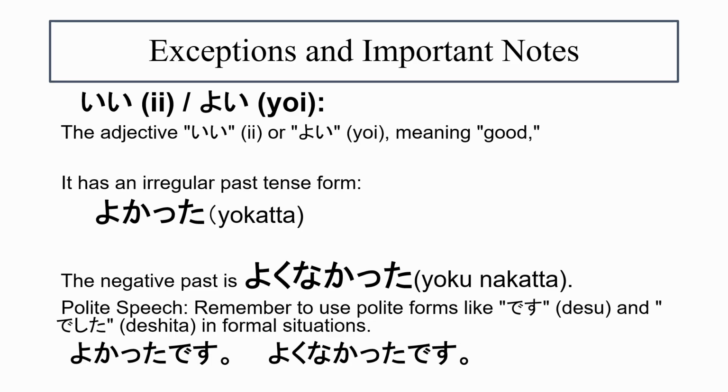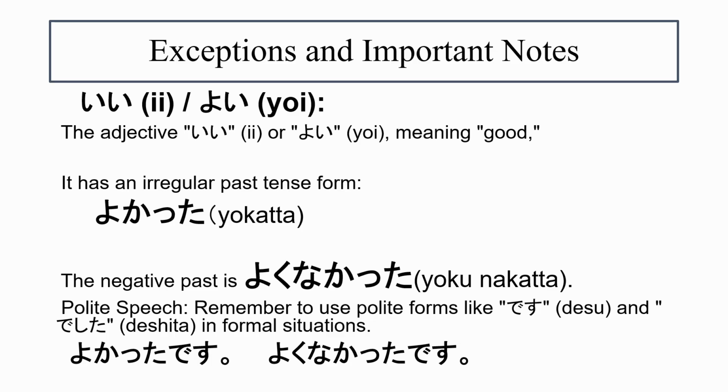We are learning the past tense of i-adjectives and na-adjectives. Most i-adjectives form the past tense by changing い to かった. For example, 美しい becomes 美しかった and 美味しい becomes 美味しかった. However, there's one important exception. いい means good. The past tense of いい is よかった. The negative past tense is よくなかった.